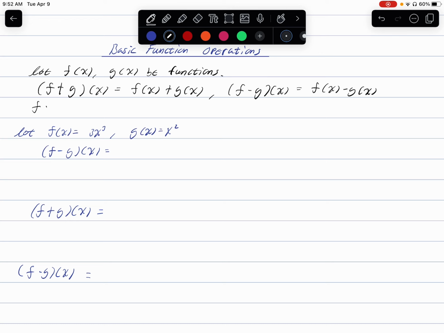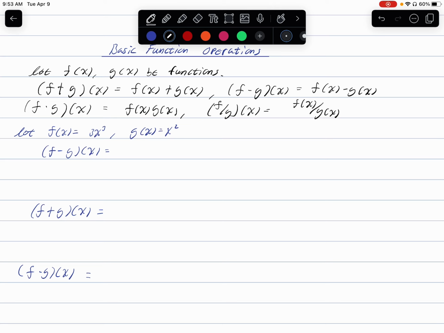If you have f times g of x, this gives us f of x times g of x. And then if we have f over g of x, this is f of x over g of x. But the only thing here is we have to be a little careful with the domains, okay? But other than that, we are good to go for all. These are all exactly how you would expect them to be, okay?